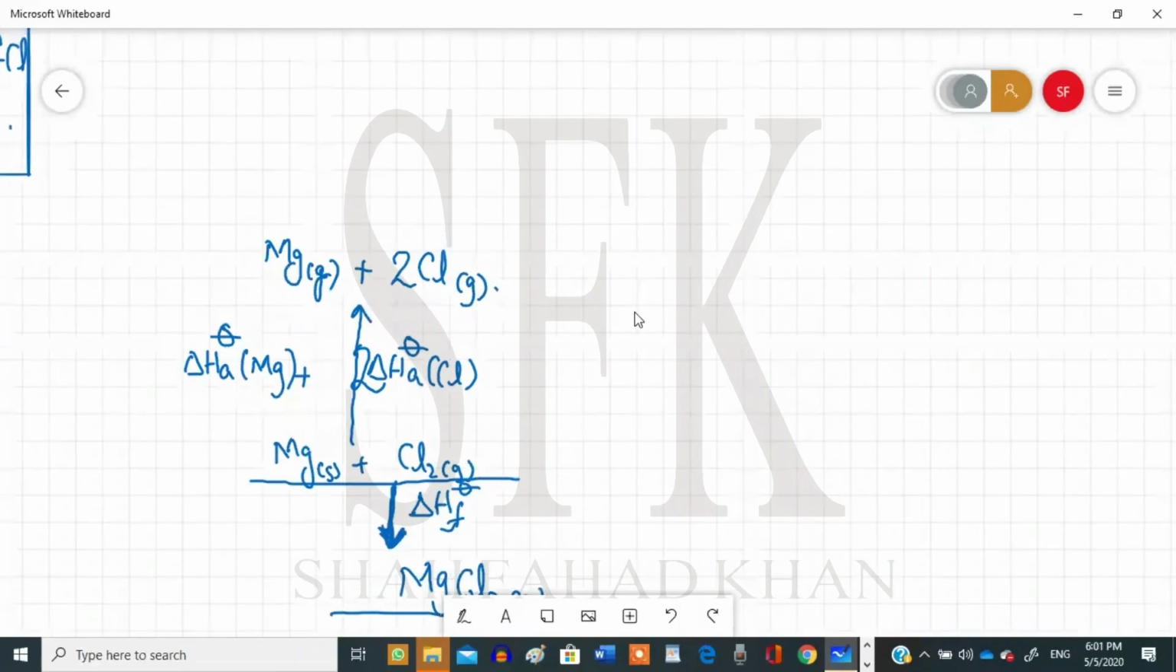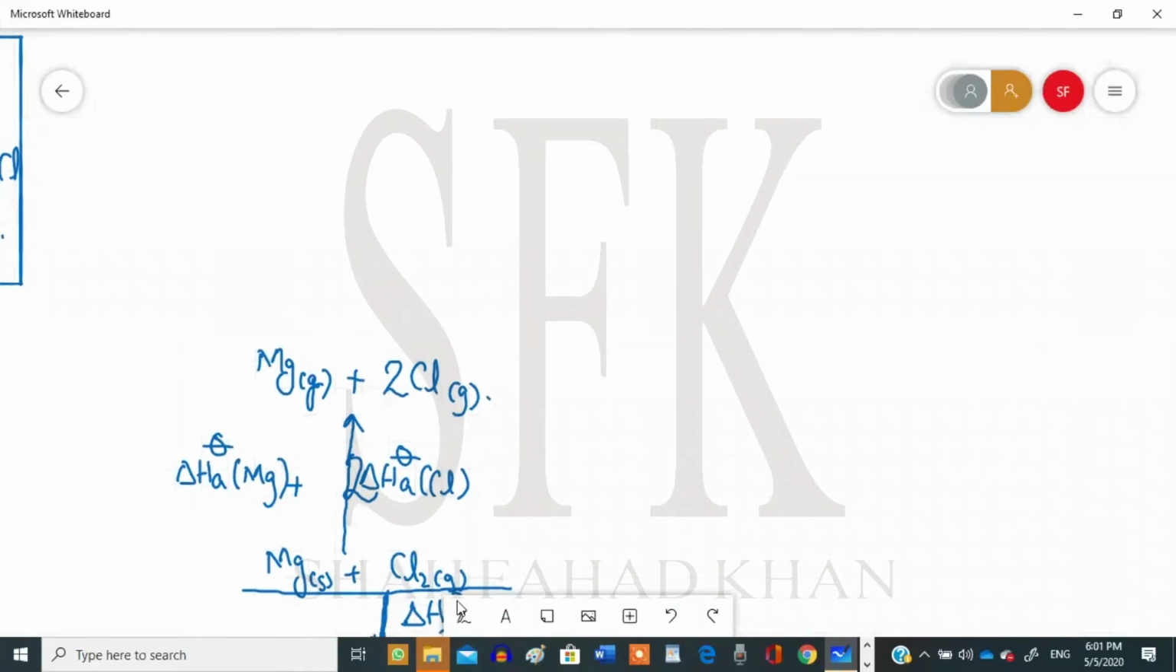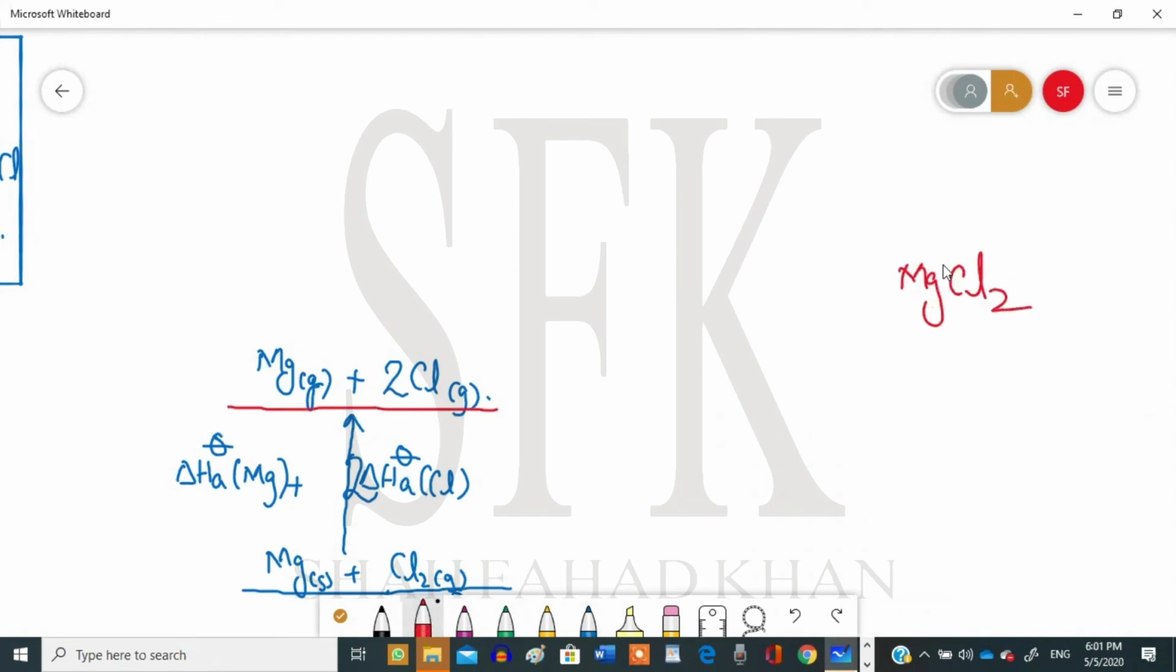You are getting two moles of chlorine atoms over here. Now, once you've got your chlorine atoms, the next step is removal of electrons from the magnesium. In magnesium chloride, the charge of magnesium is plus 2. This means that magnesium has lost 2 electrons. So the first ionization energy will form magnesium positive ion, followed by the second ionization energy, which will form magnesium 2 positive ion.